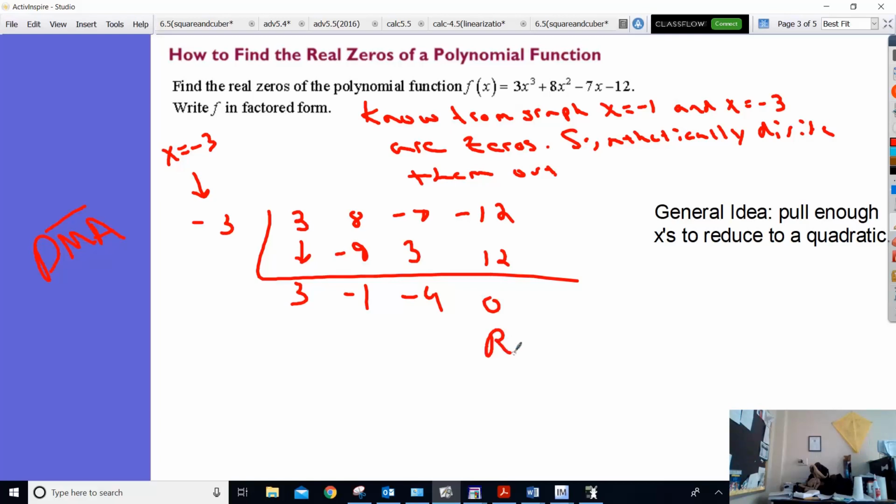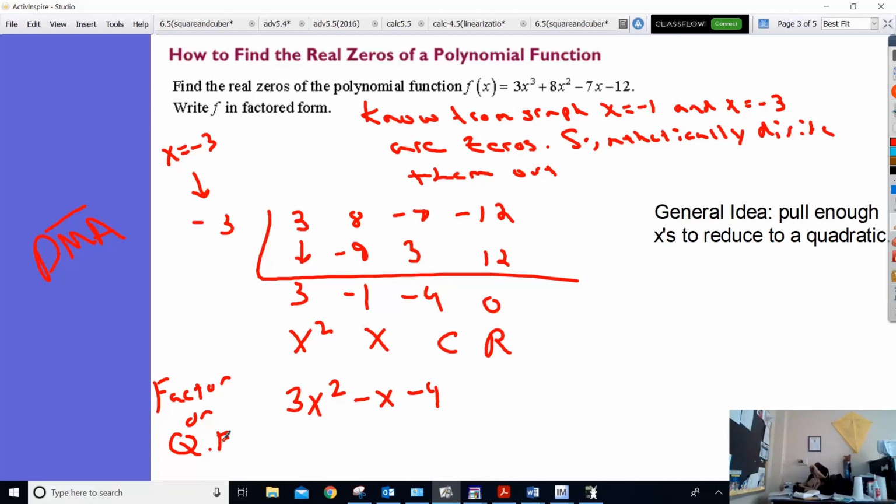Just think back to Algebra 2. What precedes the remainder? Constant. What precedes the constant? What precedes an x. So this is the polynomial 3x squared minus x minus 4. And we're just going to factor it. Or maybe the quadratic formula. One of the two. Whichever one works. And this one does happen to be factorable.